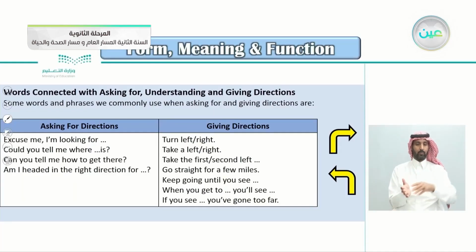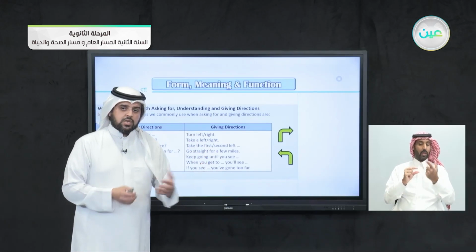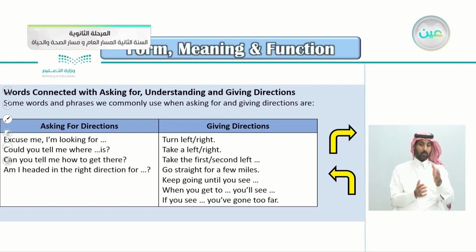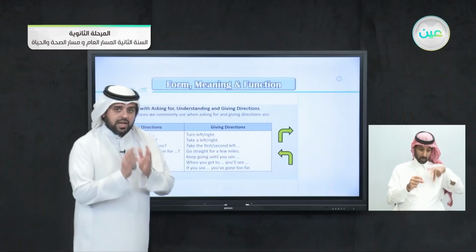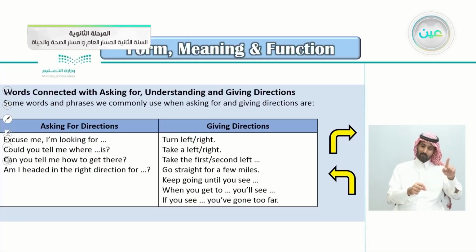The third sentence: "Can you tell me how to get there?" For example, when you ask someone, "Do you know where the bank is?" Maybe he'll say yes. "Can you tell me how to get there?" So then he will give you the directions. "Am I headed in the right direction for the bank?" Maybe yes, maybe no. So all of these sentences are for asking for directions.